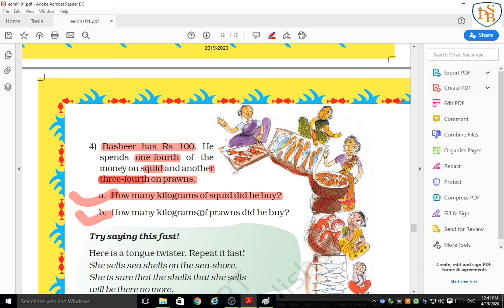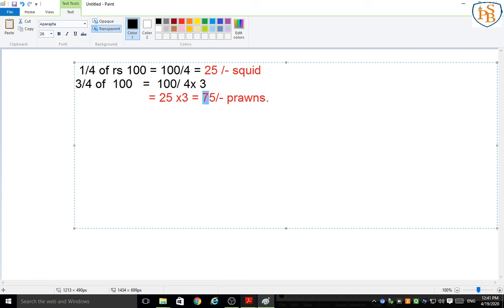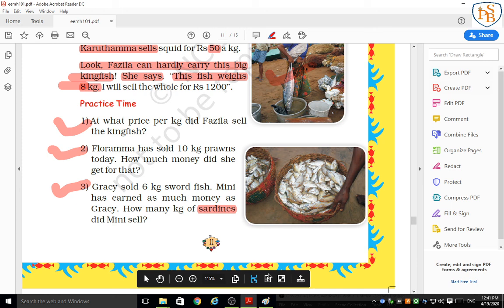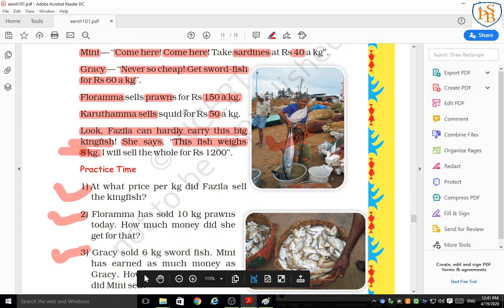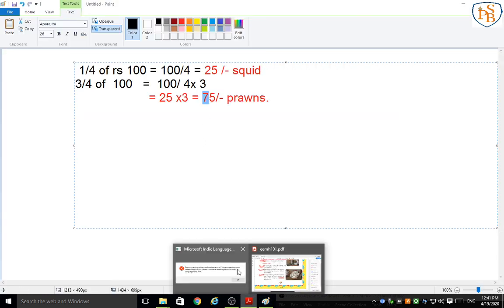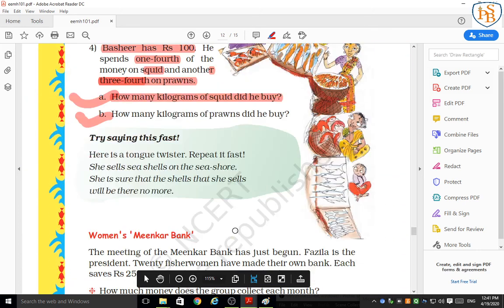And the next, how many kilograms of prawns did he buy? How much money did he spend? He spent 75 rupees on prawns. And what is the cost of 1 kg of prawns? Yes, 1 kg of prawns is 150. Here they are given 150 rupees for prawns. If he spent 75 rupees, then what is the answer? The answer is the same, half kilogram of prawns he bought. Okay students, understood? Hope you solve all the questions in your notebook.